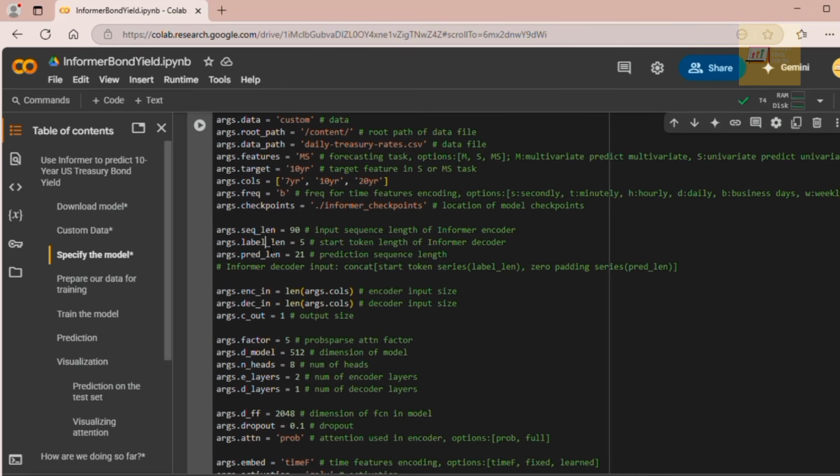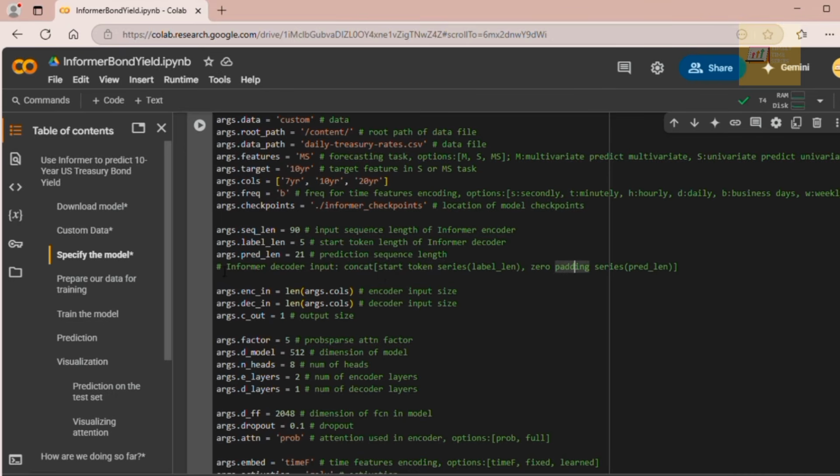And then the parameter label length is like the cue. This is like the cue before the real forecast is generated. More formally, this is called the start token, and the length of the start token is 5. I've tried other values like 10, 21, and 0. Among those values, I think 5 gives us the best prediction. That's why I go with 5.